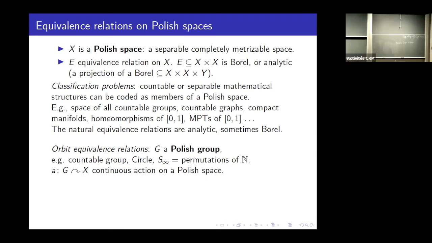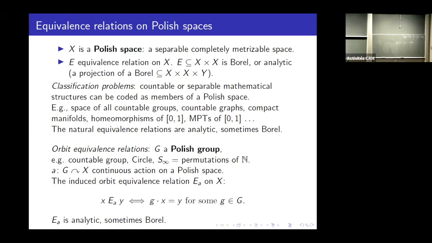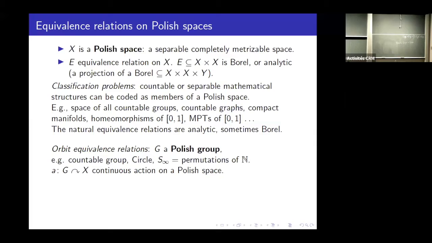Yes, maybe this is a point. I'm not saying that there is a natural way to present all groups up to isomorphism class in a Polish space. The Polish space codes them in some way, but then it might be that you have many codes for the same group, and then you have to ask whether the two things code the same group. Another natural example of analytic equivalence relations on Polish spaces comes from orbit equivalence relations.